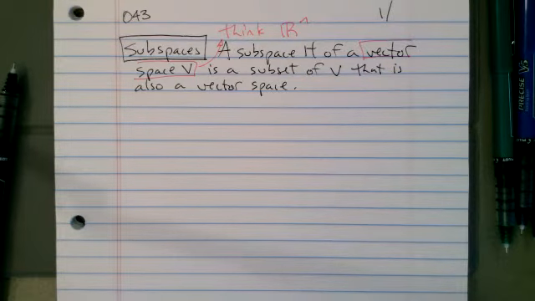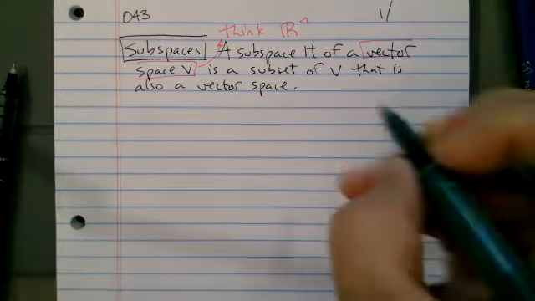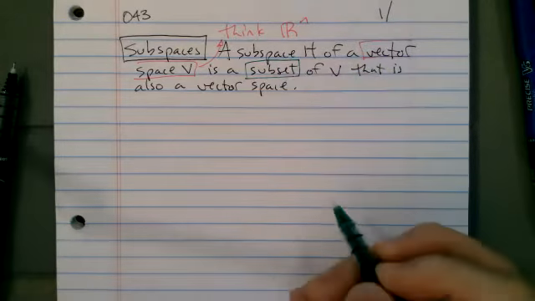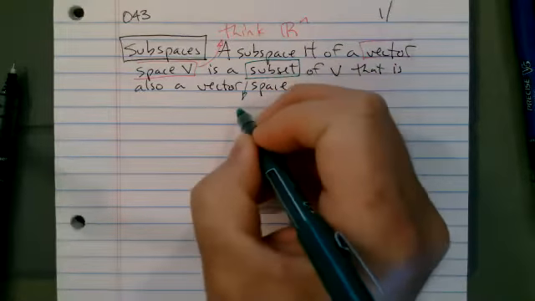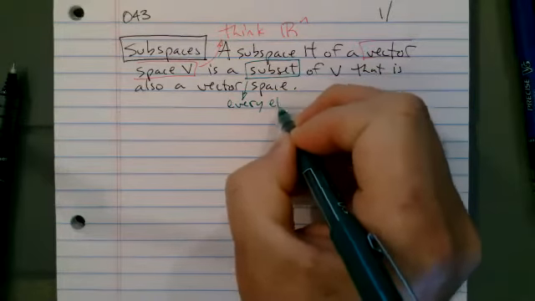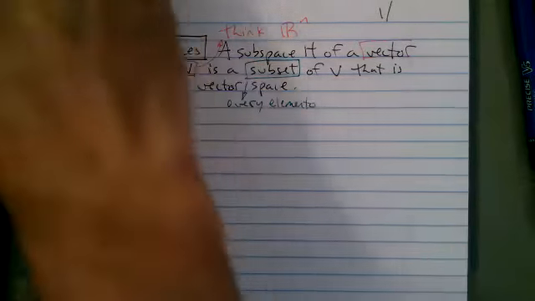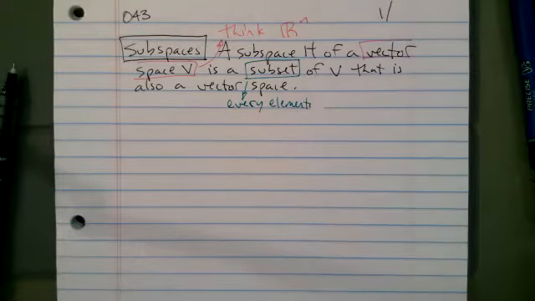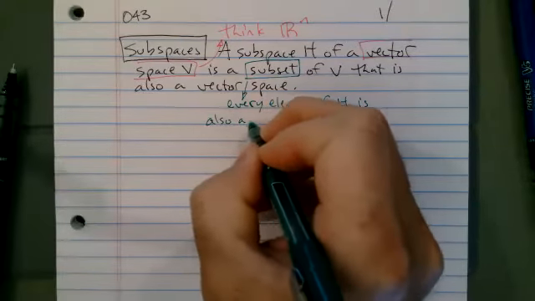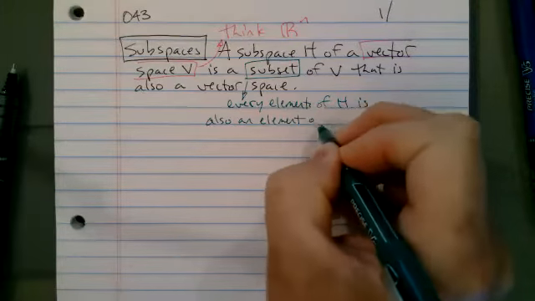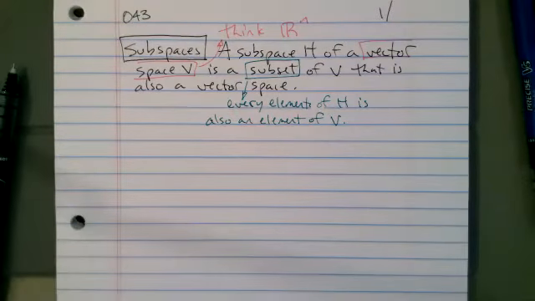The other important thing to note here is that a subspace has to be a subset of V. So the other important thing is that H is a subset of V. That means every element of H is also an element of V. So a subset means that every element of H is also an element of V.